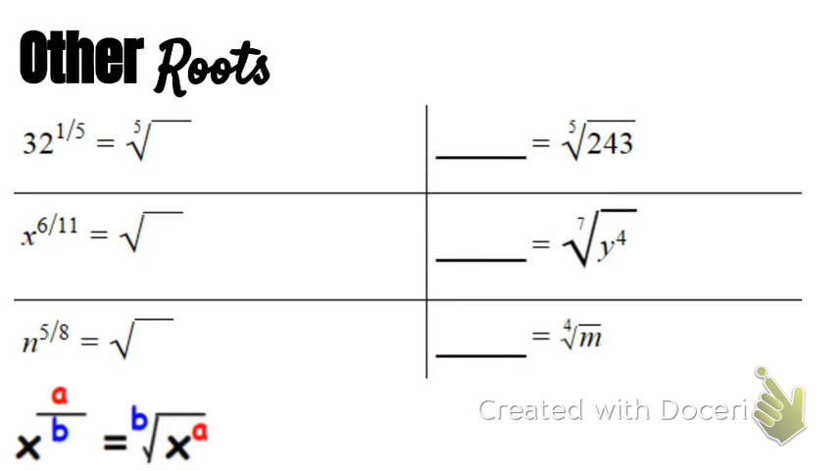I'm going to show you how to do some of these other roots. What we're doing is changing from exponential form to radical form, or from radical form to exponential form. So if we look at this first one, the base stays the same, and then this is 32 to the first power, because this a is now the exponent in here.